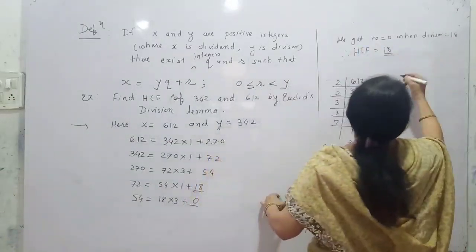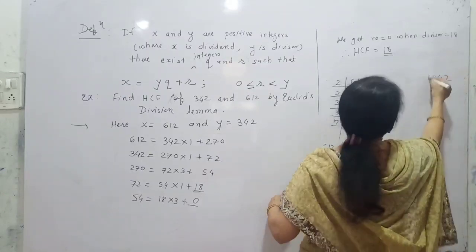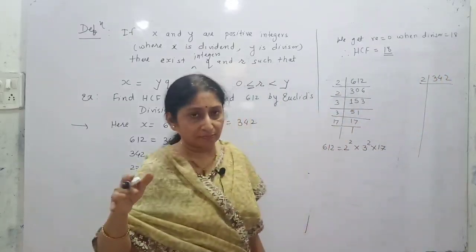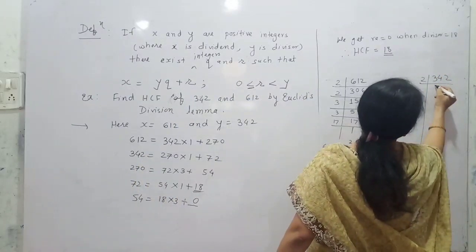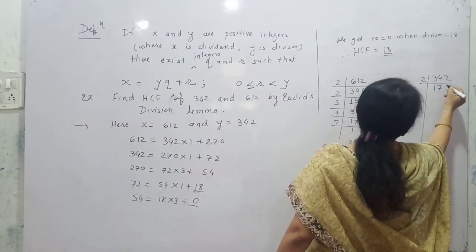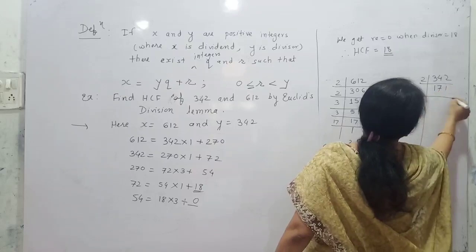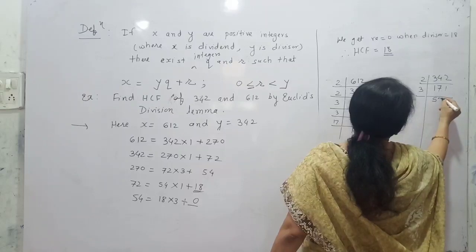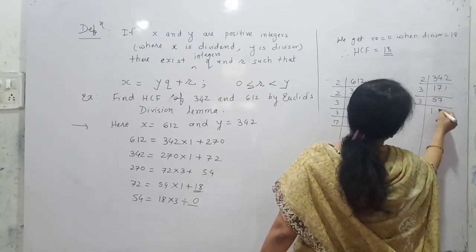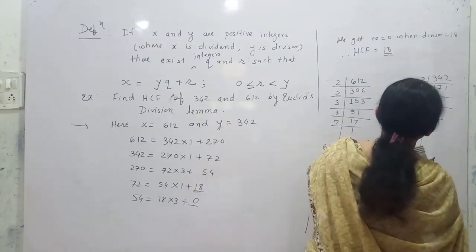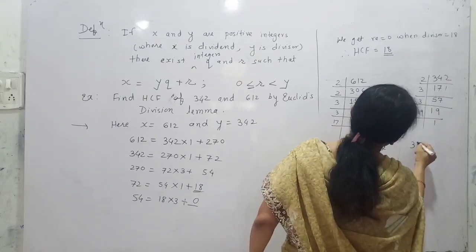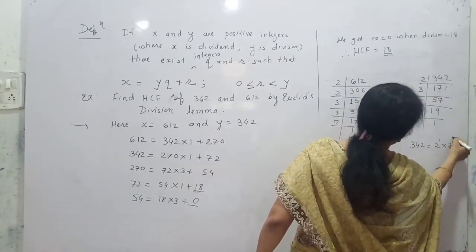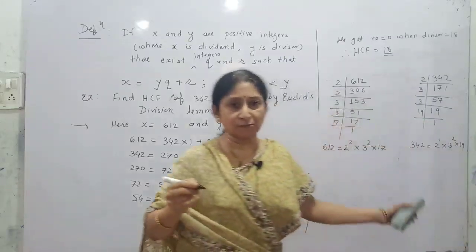Similarly find the prime factors of 342. Write the prime factors in ascending order, smallest to greatest. 2 1s are 2, 2 7s are 14, and again it is an odd number. 3 5s are 15, 3 7s are 21. Again 3 1s are 3, 3 9s are 27. So the prime factorization of 342 is 2 occurs 1 time, 3 occurs 2 times, and 19. Means you have to write it in exponential form.